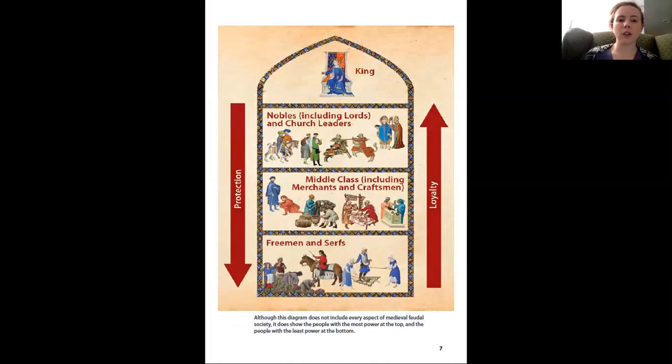All right, and this shows us a diagram of the loyalty to the king and the protection that you had from the king. It says, although this diagram does not include every aspect of medieval feudal society, it does show the people with the most power at the top, the king, and the people with the least power at the bottom. So those people are called the freemen and serfs.